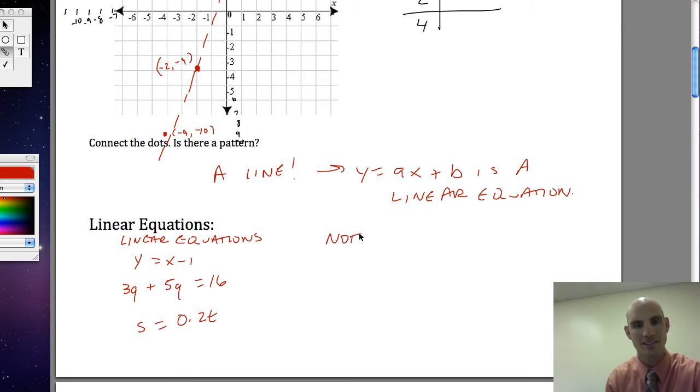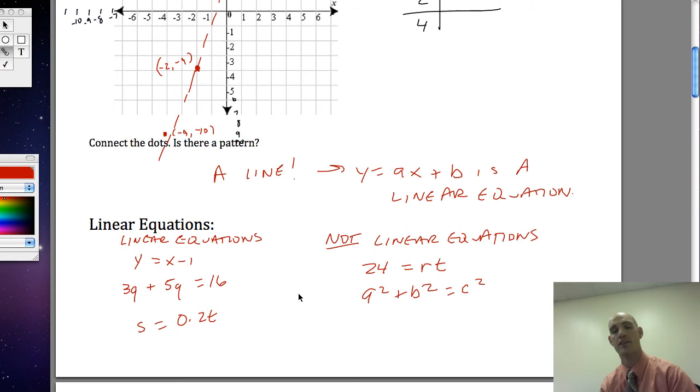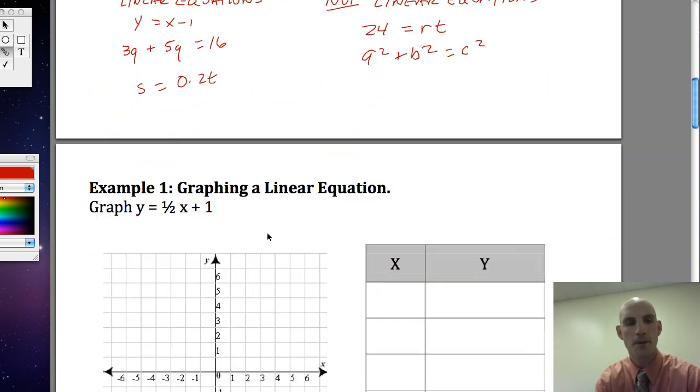What about these? Not linear equations. Things that are not linear equations would look like this. 24 equals RT. That's not a linear equation. Also, a squared plus b squared is equal to c squared. Pythagorean theorem, not a linear equation. So notice, I've got two different variables with constants and some numbers. Those are linear equations.